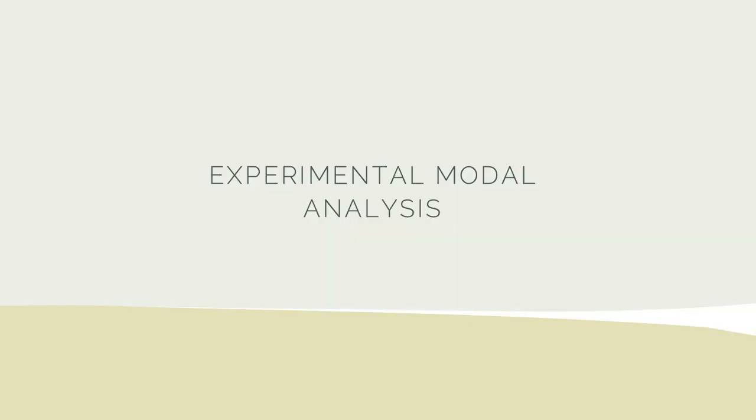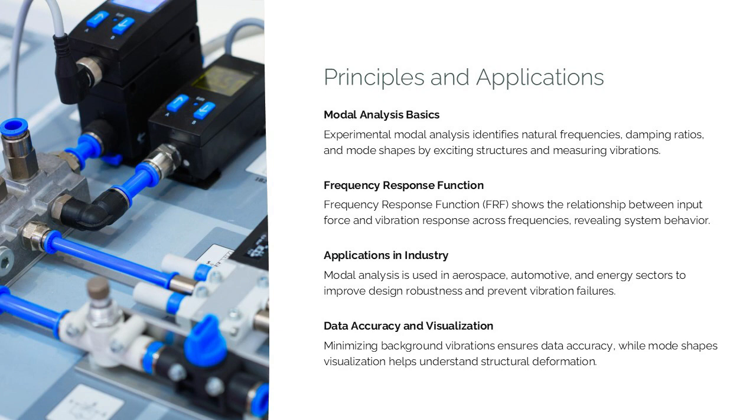Principles and applications, experimental modal analysis. Experimental modal analysis is a technique used to determine the dynamic characteristics of structures, such as natural frequencies, damping ratios, and mode shapes. The process involves exciting the structure with a known input force, typically using an electrodynamic shaker or an impact hammer, and measuring the resulting vibration response.